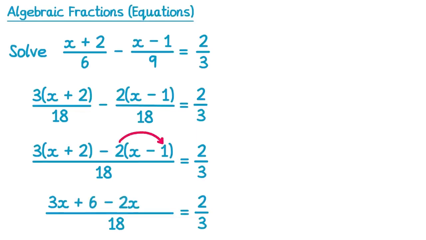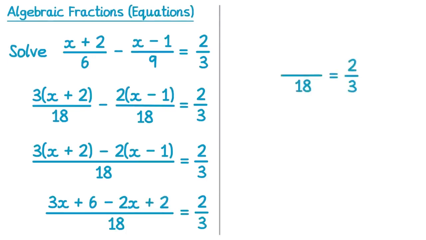Negative 2 times negative 1 is positive 2. Then as before, we'll collect the like terms on the numerator, so everything else can be written down the same. And then on the top, we've got 3x minus 2x, that's just 1x. And then we've got 6 plus 2, which is 8.